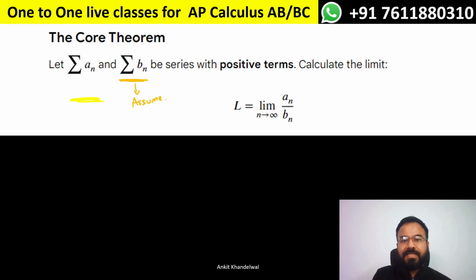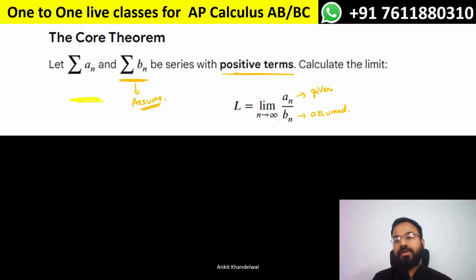Just like we have done in the direct comparison test, one of the series will be given to us and one of the series we have to assume on our own, and the terms should be positive. Now we just have to calculate the limit of an divided by bn. An is the given term and bn is the assumed series, and we have to assume this series in such a way that we know its nature, whether it is converging or diverging, and we need to calculate the limit as n tends to infinity of an upon bn.